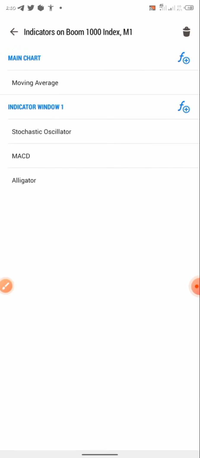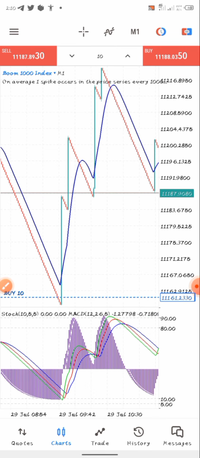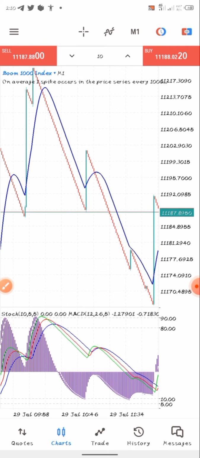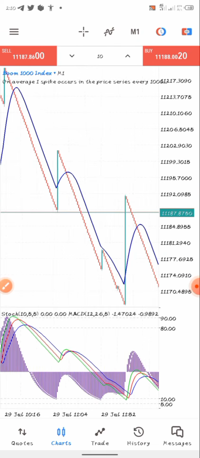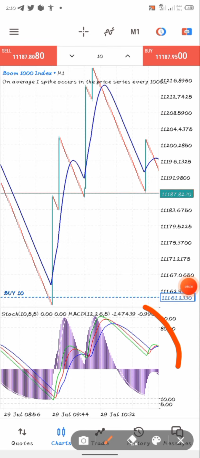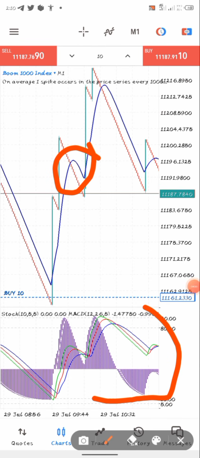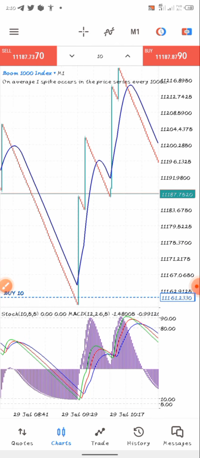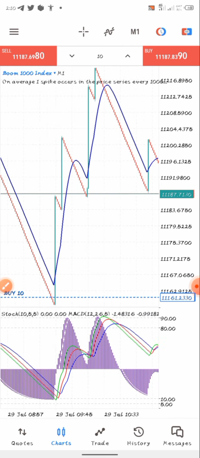When you set everything up like this, you go to your chart and you will see everything like this. You can see how it looks on my own chart. This is it right here, and this is the moving average. You can see we set everything up like this, then click on done, and we have our indicators set up.